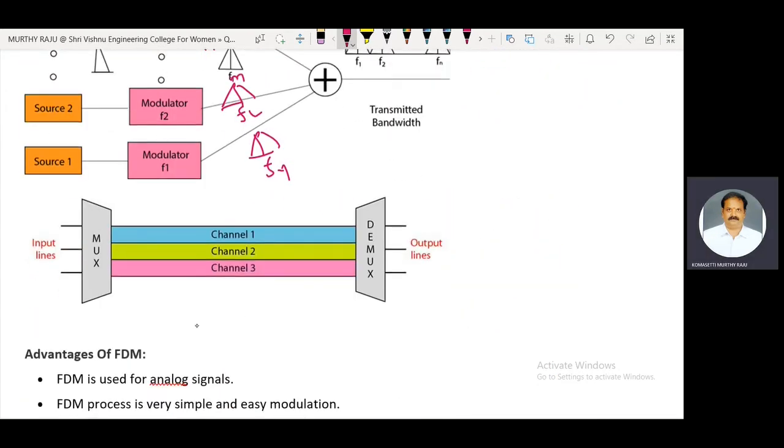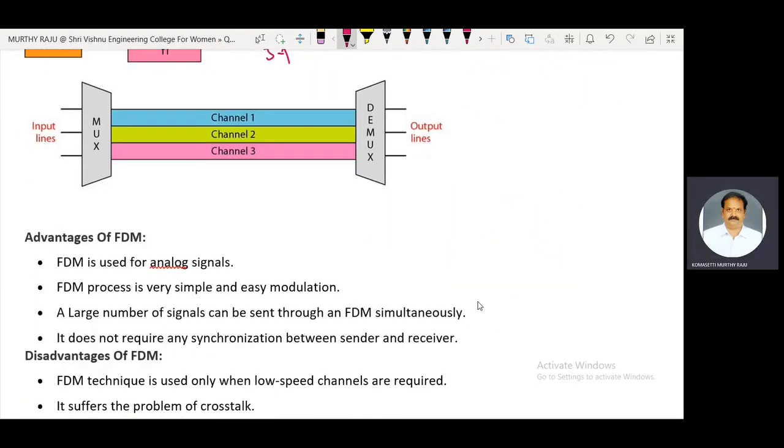This is the FDM. These are the signals S1, S2, and SN. These signals are combined using channel 1, channel 2, channel 3. And on the demultiplexing side, we have to extract the outputs.